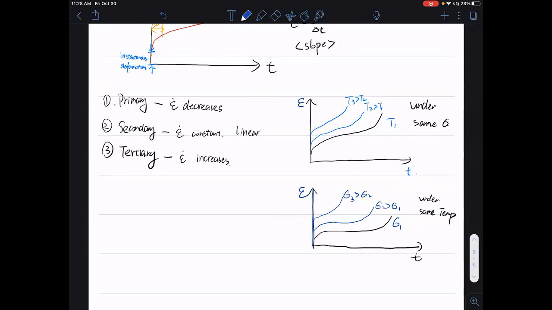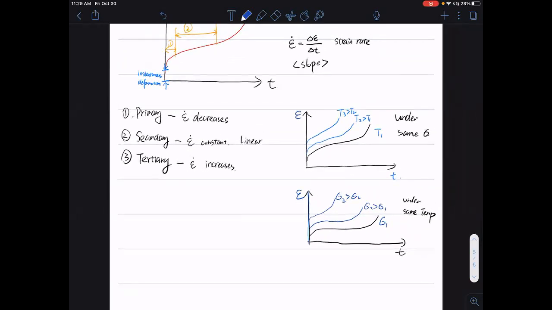Okay, so that's all you need to know about creep. So far, 3 different types of failures: fracture, fatigue, and creep. Okay, any questions about creep failure?